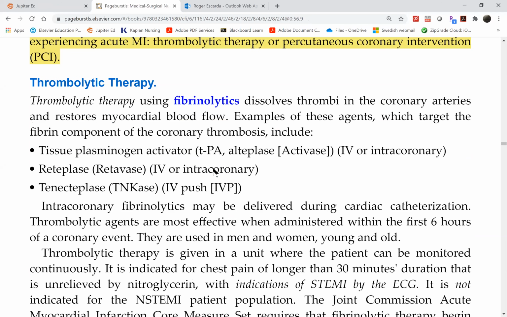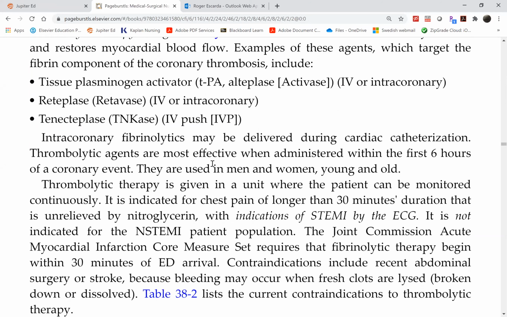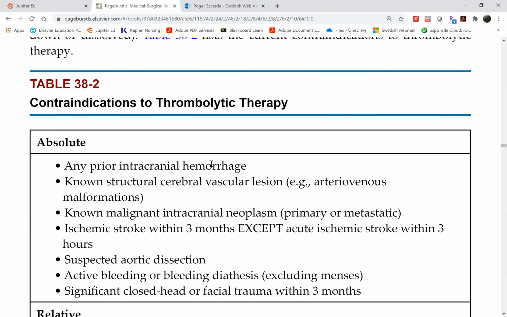Then we'll give you a short break in 2 minutes. This one will be fast. I mentioned earlier, if the patient gets to a hospital with no cardiovascular intervention lab, then they'll only receive thrombolytic therapy. There are contraindications here, table 38.2.